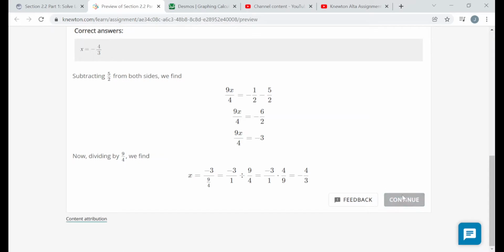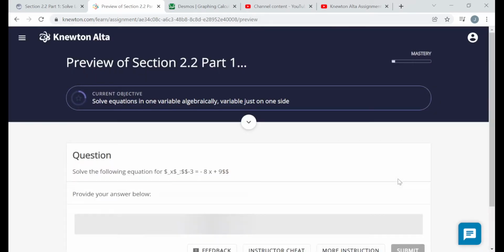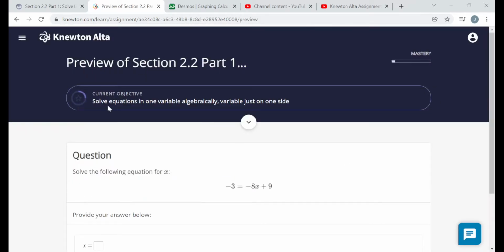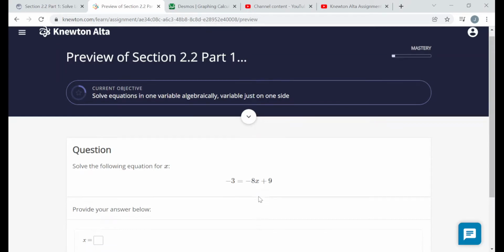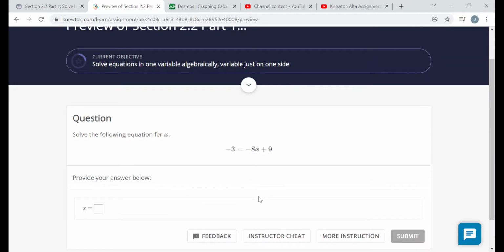Alright, so moving on. The next question is on the same objective. Notice I'm now a quarter of the way through this one objective. So once again I'll write this out. Now this one has no fractions, so this should be a lot easier. Don't have to worry about finding the least common denominator and all this. So I'm going to write this out.